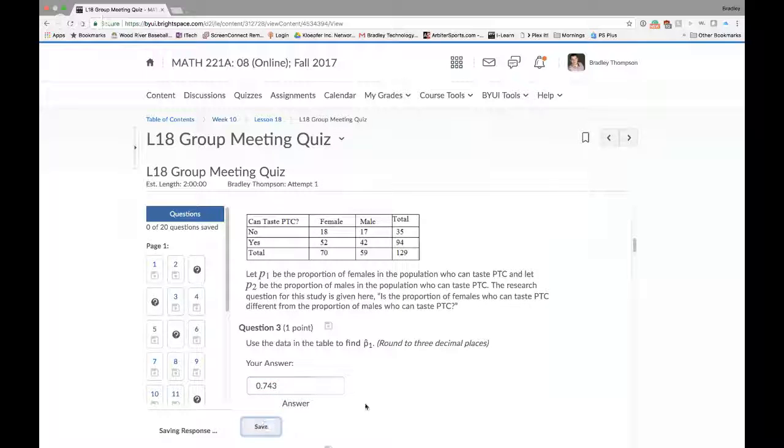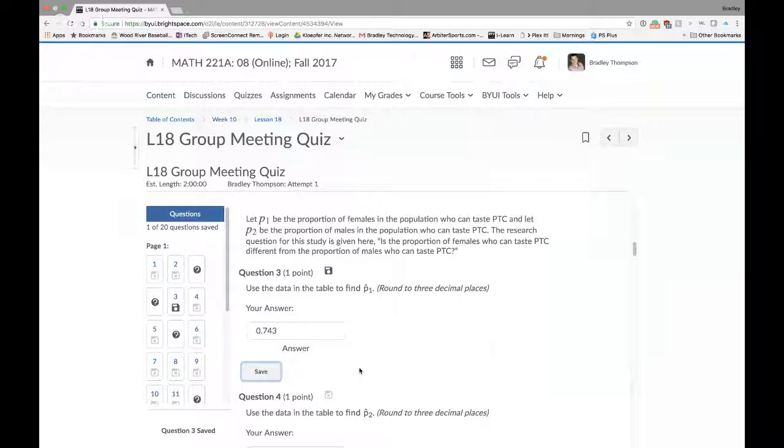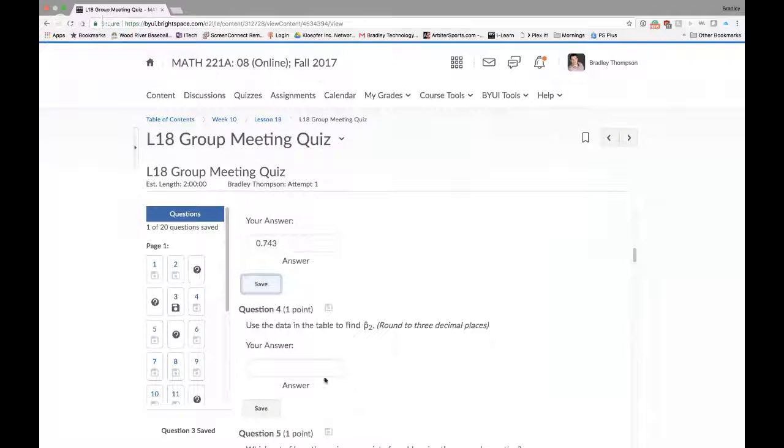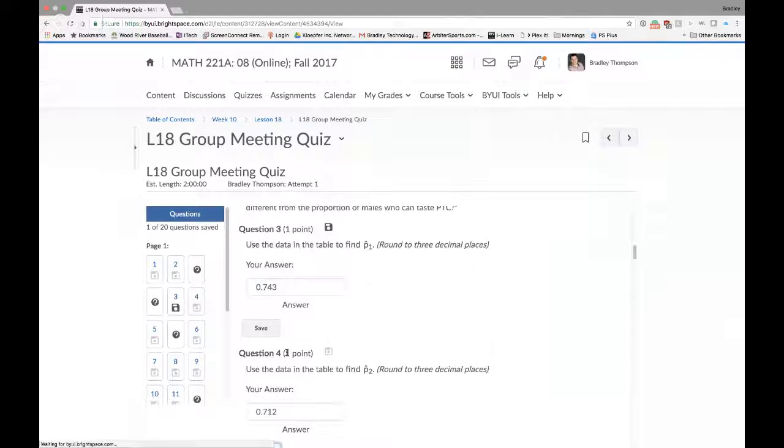Let's do P2, which is males. Yes, males, so 44 over 59. So 0.712.